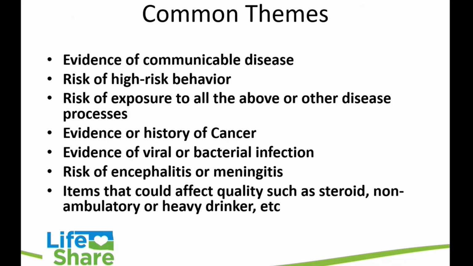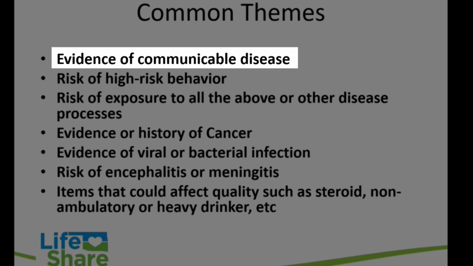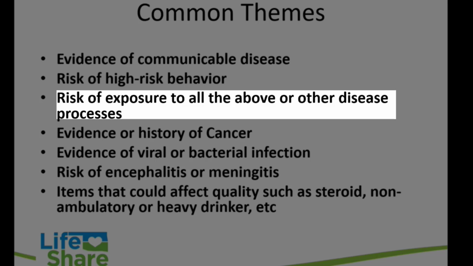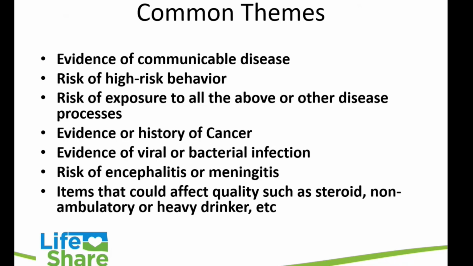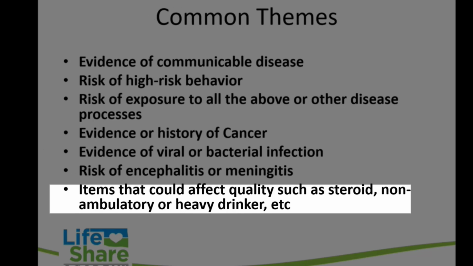As stated before, the DRA is used to identify the presence of potentially transmittable disease, and some common themes throughout the DRA help find out information or evidence of communicable disease, high-risk behavior, exposure to all of those, and other disease processes. The DRA is also used to determine the quality of organs and tissues that could be recovered for transplant. Some items for this type of screening are included in the DRA, such as steroid use, if the patient is non-weight bearing or non-ambulatory, or they were a heavy drinker, and many more such examples.